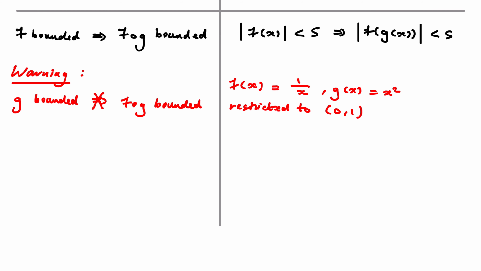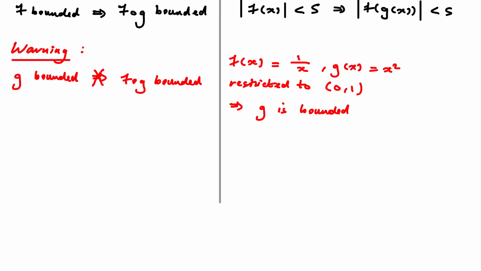Well, first of all, g is bounded. It's bounded by 0 and 1 actually, right? Can't get bigger than 1, can't get less than 0. Squaring keeps you in that interval. f is not bounded though, no way, because as x gets closer to 0, 1 over x is going to get very big positive without any upper bound. So let's see if that messes things up.